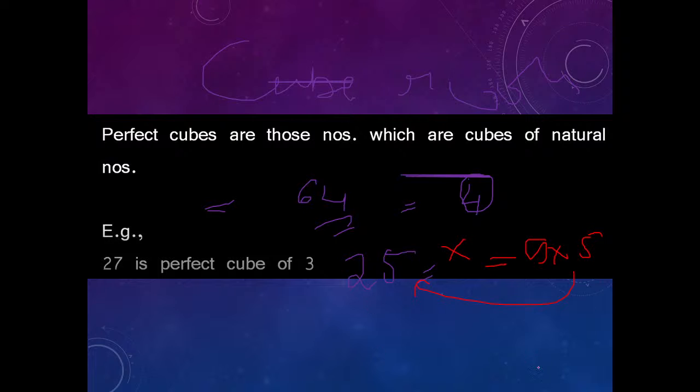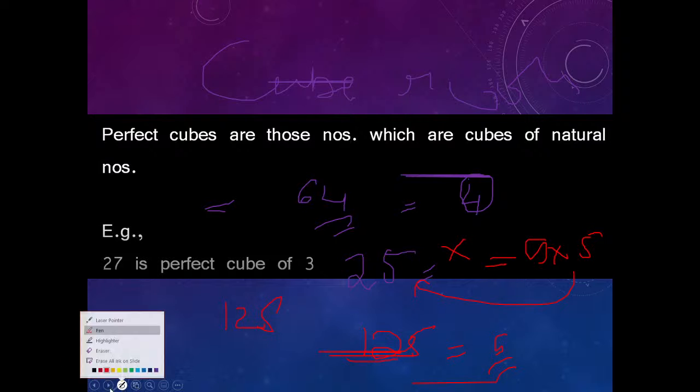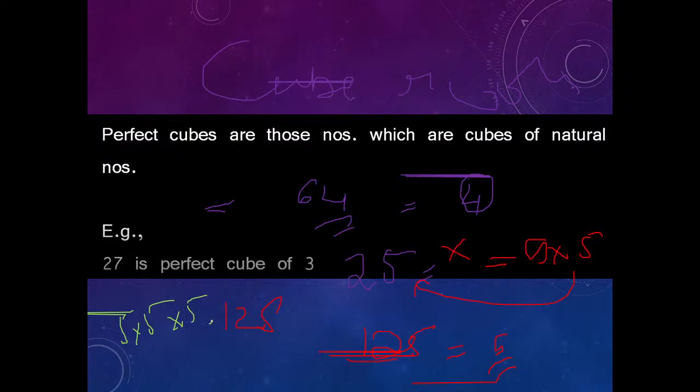Now, what is the perfect cube of 5? What do you think? It is 125. Why? 5 times 5 into 5. What is 5 into 5 into 5? It is equal to 125. So can we say 125 is a perfect cube?